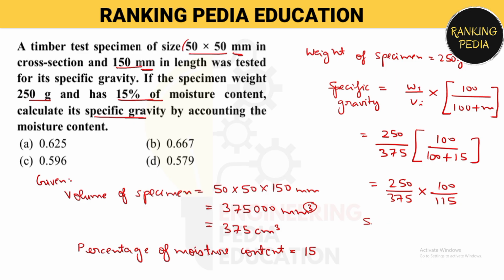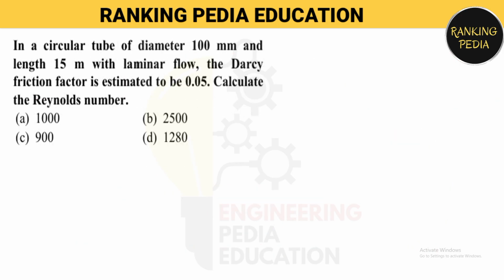After using calculator, I have got the value. Specific gravity is around 0.579. Final answer is option number D is correct. 0.579 is the right answer. Specific gravity is 0.579.